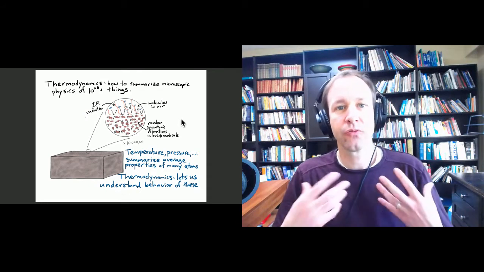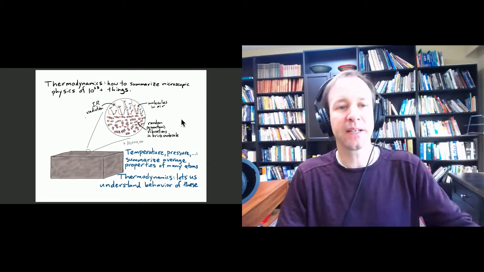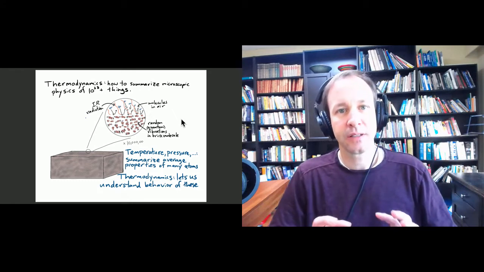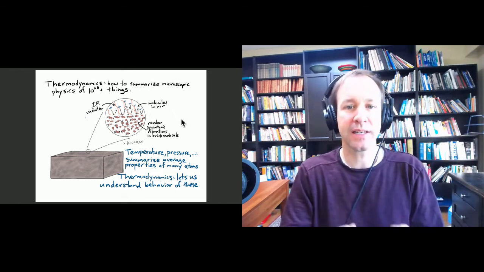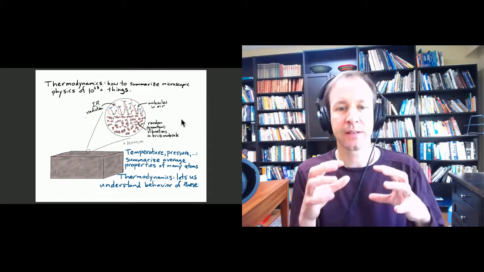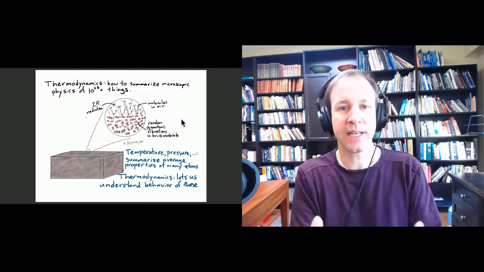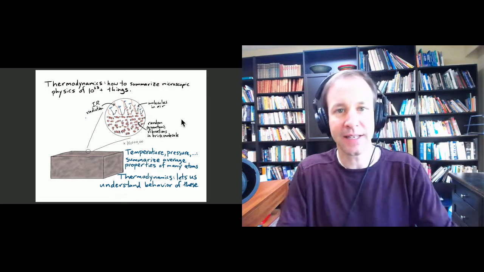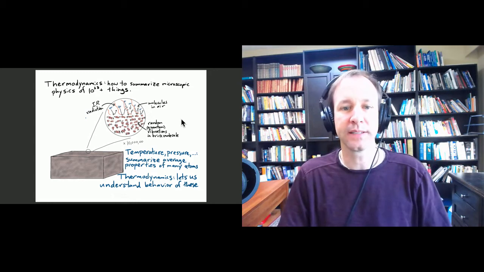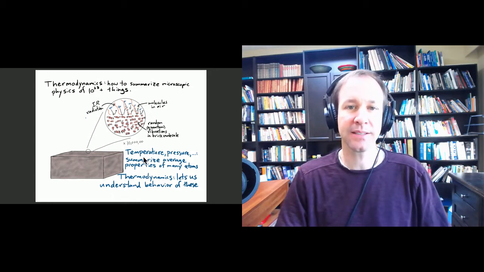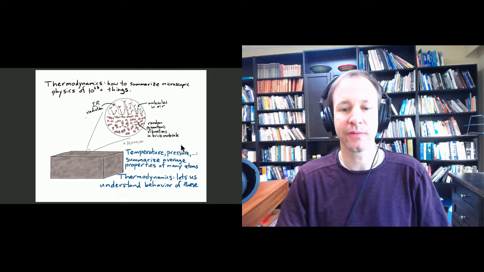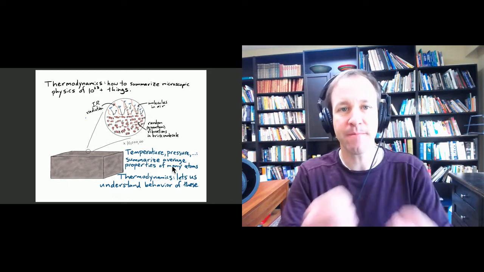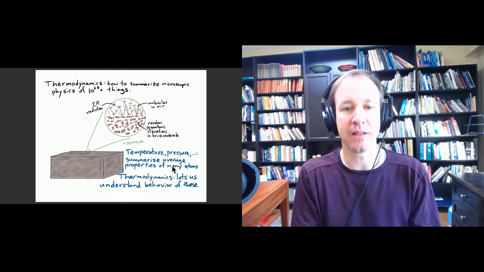And really, our topic for the first part of this course, thermodynamics, is basically the subject of trying to understand how we can summarize all of this crazy stuff that's going on at the microscopic level and describe it in terms of a few simple quantities. So things like temperature, pressure, and so forth, these are quantities that summarize average properties of many, many atoms or many, many molecules.